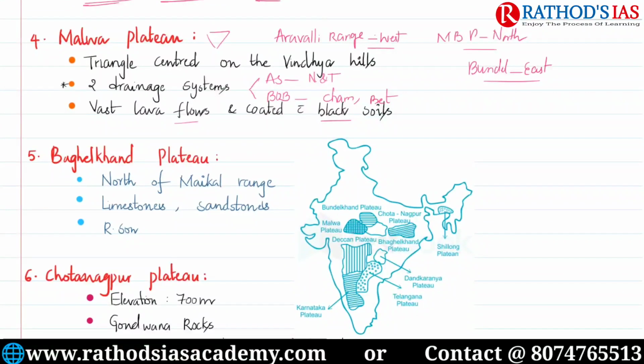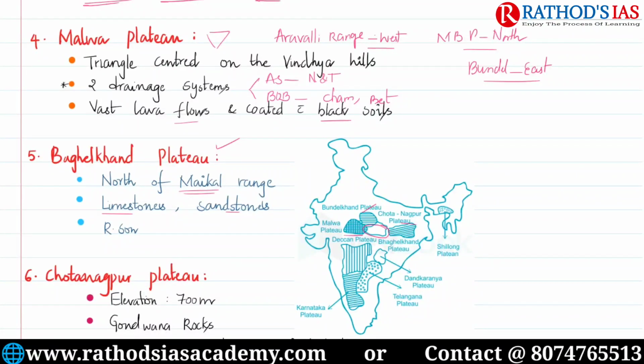And next one is Bundelkhand Plateau. Here you can see this is the Malwa Plateau, this is the Bundelkhand Plateau. This part is the Bundelkhand Plateau here. Actually this plateau is mainly present towards north of the Maikal range. And it is mainly made up of limestones as well as sandstones.